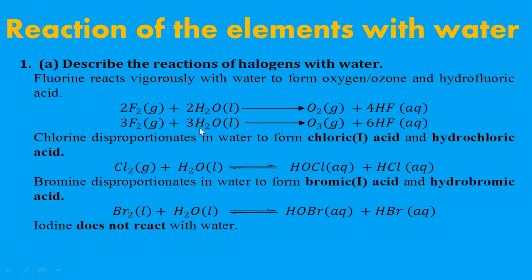Then the other two disproportionate to form corresponding halate 1 acids and hydrohalic acids, which you should name for each specific halogen here, emphasizing the states, chlorine being a gas, bromine being a liquid, and the reactions being reversible. That's very important.